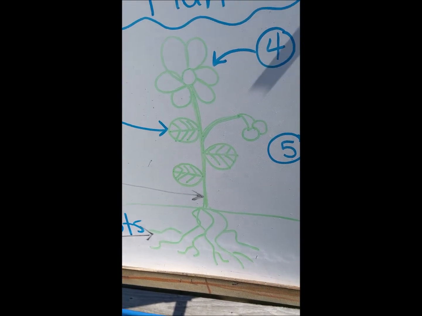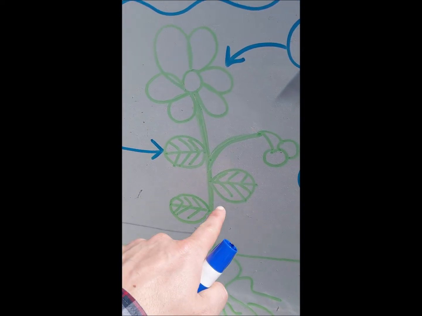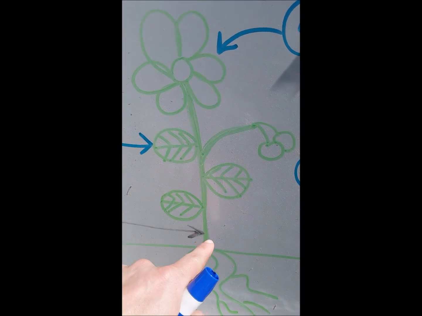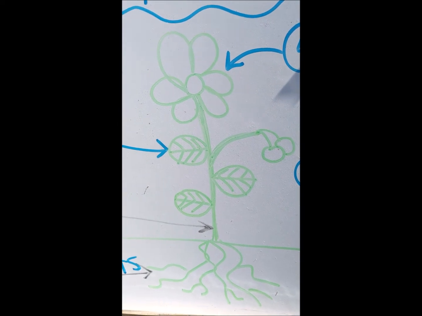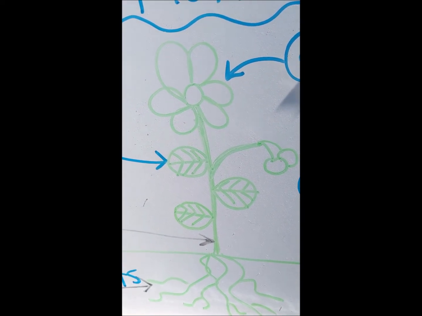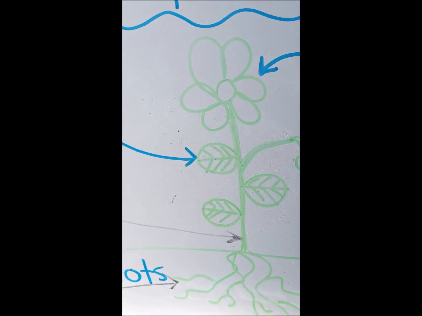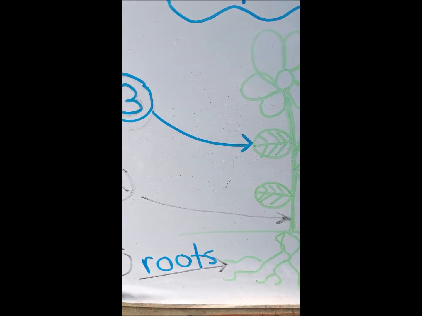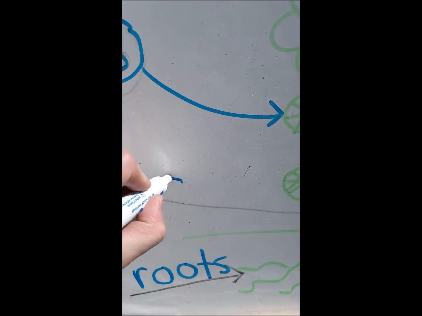Next, we are going to look at the long, tall part of the plant. It keeps the plant strong. It helps it grow nice and tall. It keeps all the other parts of the plant attached to it. Does anyone know what this is called? This is called the stem.